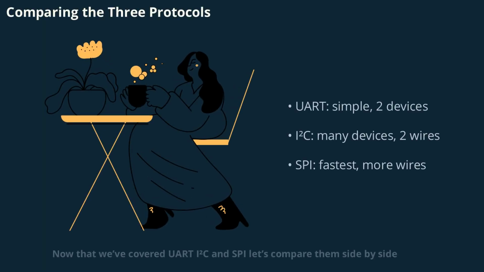Now that we've covered UART, I2C, and SPI, let's compare them side by side. UART is simple and great for two devices. I2C is perfect for connecting lots of devices with minimal wires. SPI is the fastest, ideal for high-speed data transfers but needs more wires. Each protocol has its strengths and is suited to different tasks. Understanding these differences helps you pick the right one for your project.